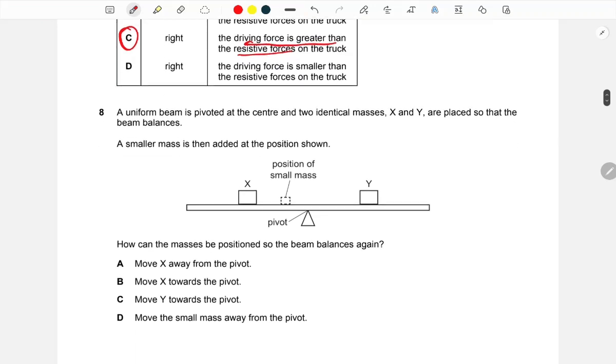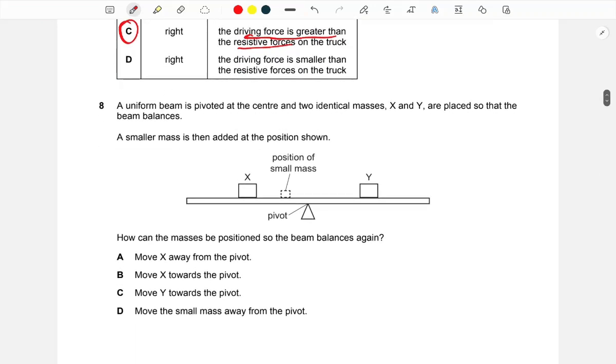Number 8. A uniform beam is pivoted at its center with two identical masses, X and Y. So X and Y are identical, and are placed so that the beam balances. A smaller mass is then added at the position shown. How can the masses be positioned so the beam balances again? For the beam to balance, the clockwise moment should be equal to the anti-clockwise moment, and we know that moment is equal to force times distance.